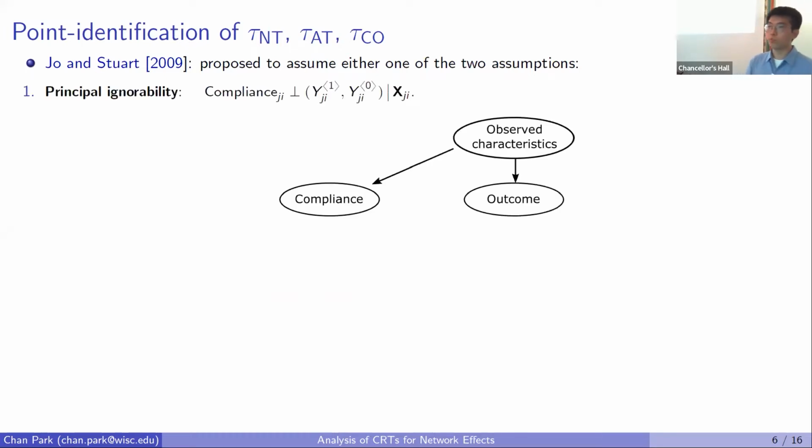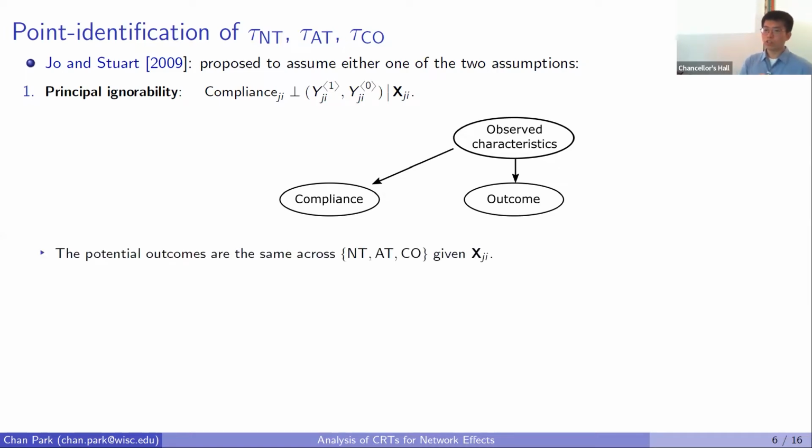The first assumption is principal ignorability, where compliance type is conditionally independent of the potential outcomes, given observed characteristics. As you can see in this graph, once we condition on the observed characteristics, the compliance type and the outcome are conditionally independent. That is, the distribution of the potential outcomes is the same across the three compliance types once we fix the observed characteristics.